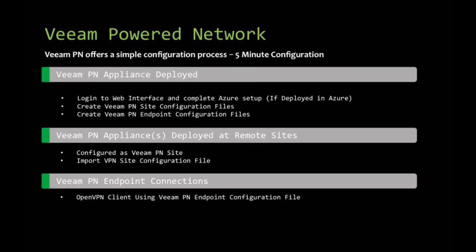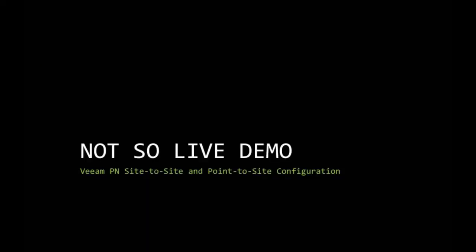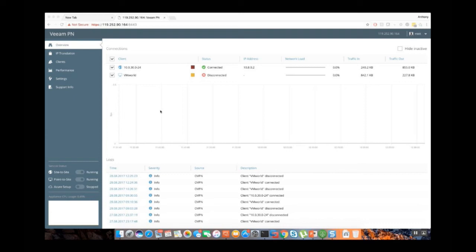In terms of configuration, you can actually deploy this within 5 minutes, okay? Once you've deployed the appliance, which obviously will vary, within 5 minutes you can have this thing configured. You can configure the hub, get the configuration items, and configure the sites. And then take a configuration item for an endpoint and mesh it all together in that hub and spoke mentality. So now I'm going to go through a not so live demo, which is a video recording of that process.